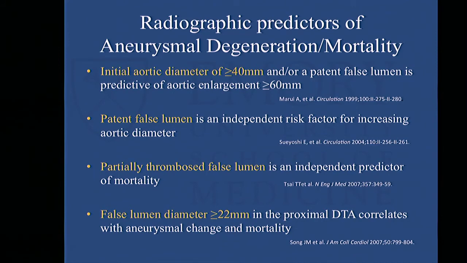And finally, there have been a number of studies trying to identify those patients who are going to develop an aneurysm and get into trouble. And these are the results, basically radiographic predictors. We're also undertaking studies like this right now as well. When they present, if they have an initial aortic diameter greater than or equal to 4 centimeters and a patent false lumen, that's predictive of enlargement. If they have a patent false lumen alone, that's been shown to be an independent risk factor for increasing aortic diameter. Partially thrombosed false lumen has been shown to be an independent predictor of mortality in type Bs, meaning that the mortality is assumed to be an aortic rupture. And finally, a false lumen diameter greater than 22 millimeters in the proximal descending correlates with aneurysmal change and mortality.